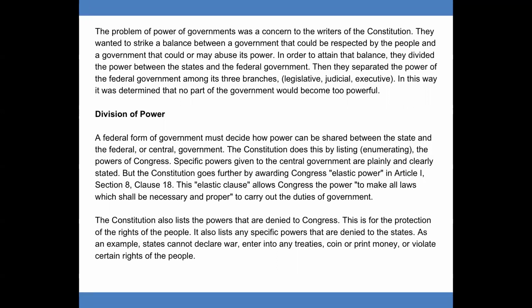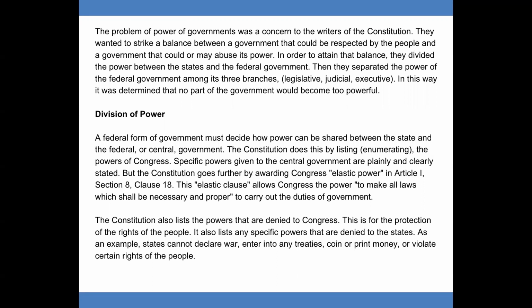The problem of power of governments was a concern to the writers of the Constitution. They wanted to strike a balance between a government that could be respected by the people and a government that could or may abuse its power. In order to attain that balance, they divided the power between the states and the federal government. When they separated the power of the federal government among its three branches, legislative, judicial, executive, in this way it was determined that no part of the government could become too powerful.